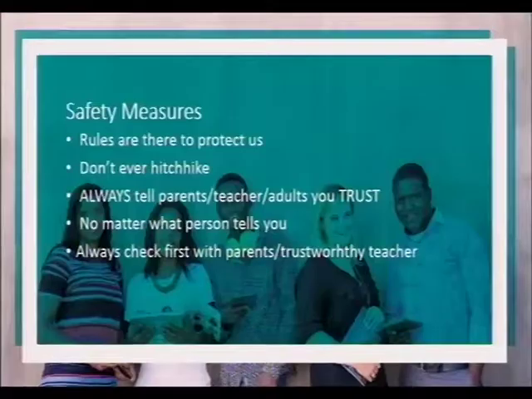The next one says safety measures. Now, why is safety measures in design and technology? Why is it necessary in a class? Number 1 says rules are there to protect us. We have rules in the class. We have rules on the playground. We have rules at home. So rules are there to protect us.